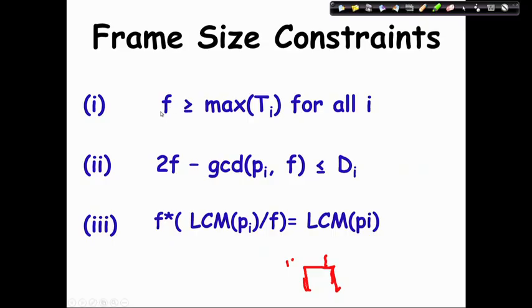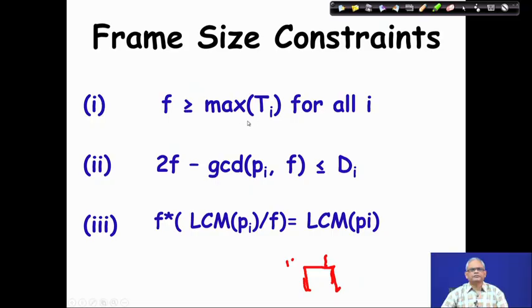The first condition is that the frame size f must be greater than the execution time of every task. So, the maximum execution time of the tasks, even that the f should be greater than even the maximum execution time of a task. The condition that there must be a clear frame between the arrival and the deadline gives us this condition. In the worst case, 2f minus GCD(p_i, f), the task period and f, should be equal to the deadline of the task that must be satisfied for every task i.